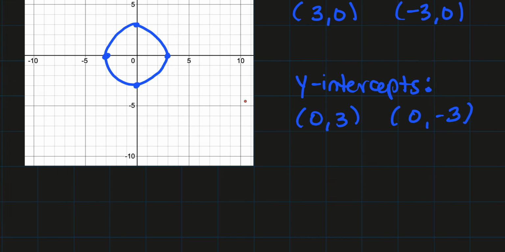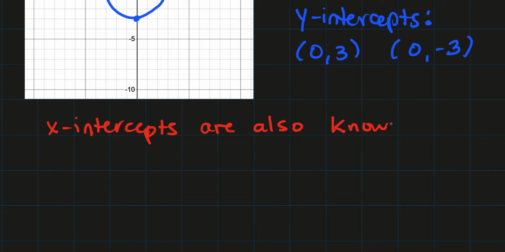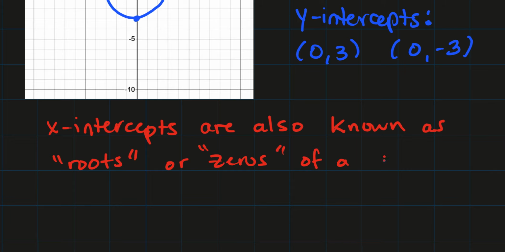Something you'll see in your book and on your homework is they'll refer to x-intercepts as roots or zeros of a function. So let's write this down just so that you're aware of this. X-intercepts are also known as roots or zeros of a function. And we'll talk about what a function is later. You could also say roots or zeros of an equation. Maybe we can put that here.